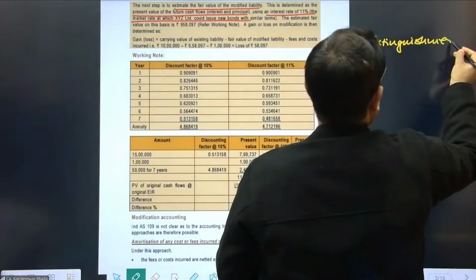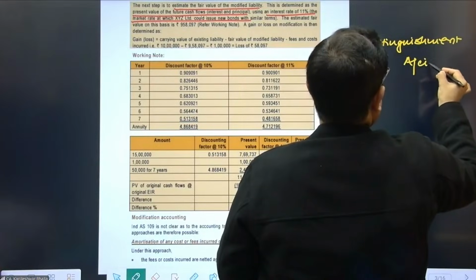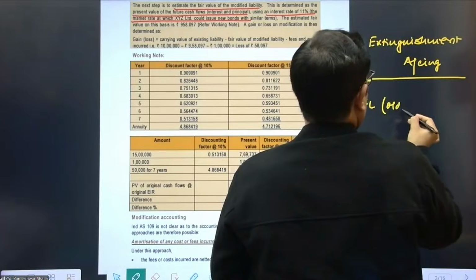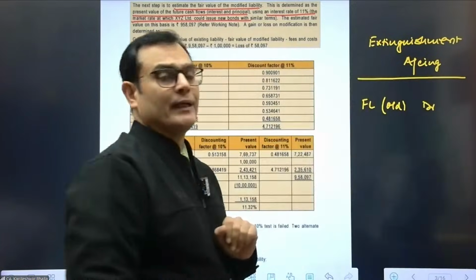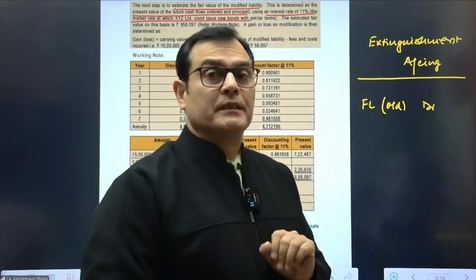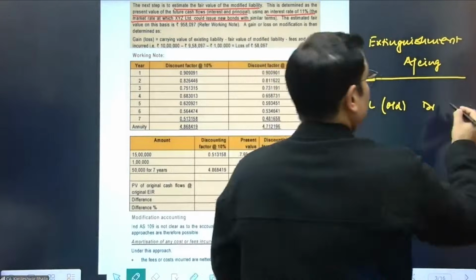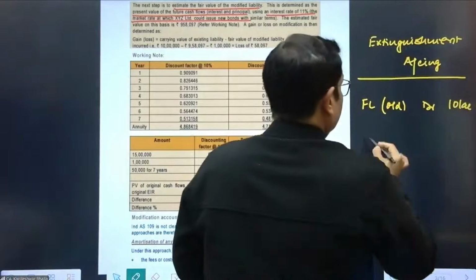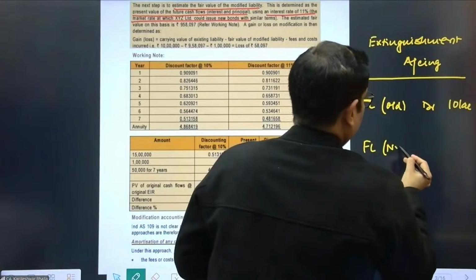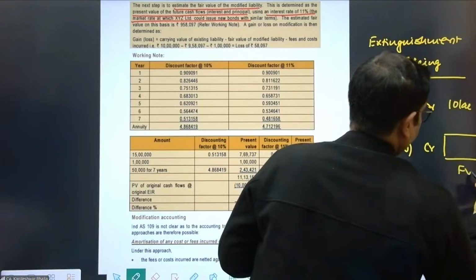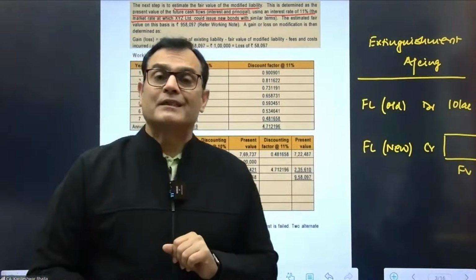So how will the extinguishment accounting be done? The entry of extinguishment accounting is that the old financial liability will get a debit at book value. The old financial liability will be removed, derecognized from the books. Extinguishment accounting implies removal of the financial liability from the books of accounts, and this is at the book value. And creation of a new liability will be given a credit, and this is going to be at fair value.